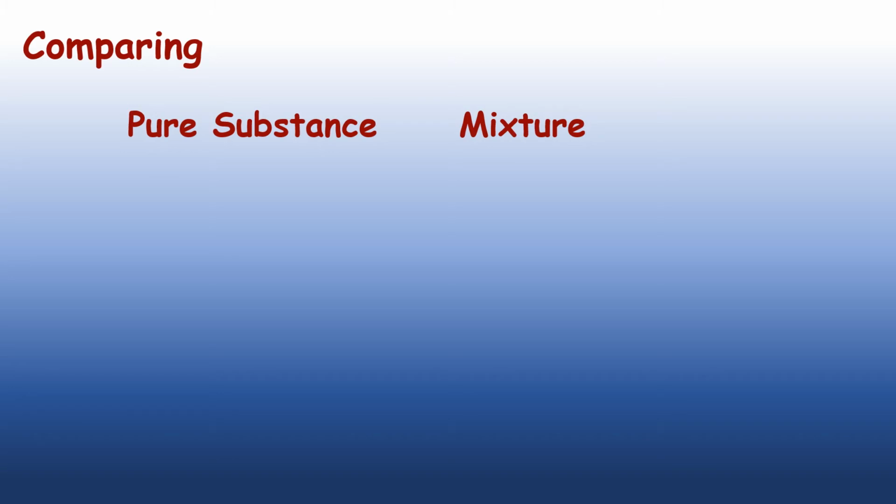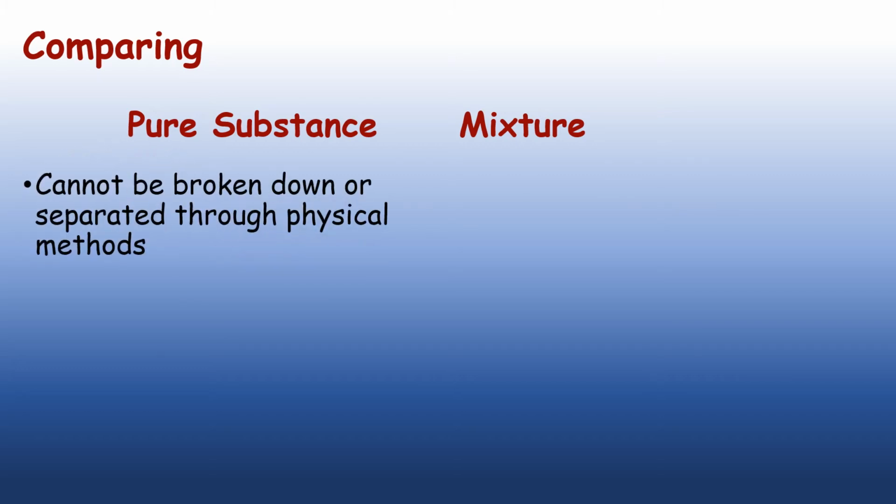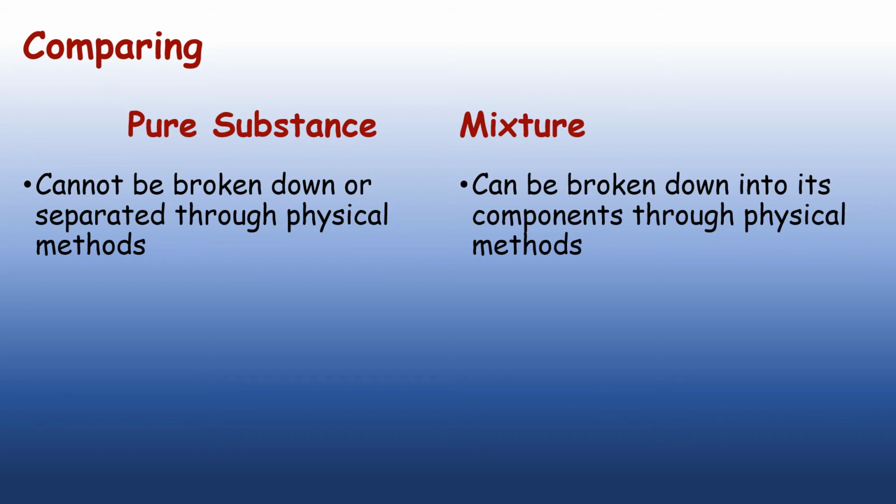Summarizing the different characteristics of pure substances and mixtures, we can compare their characteristics in this way. First, pure substances cannot be broken down or separated through physical methods, while mixtures can be broken down into their components through physical methods. The physical methods mentioned here will be discussed in a later video.